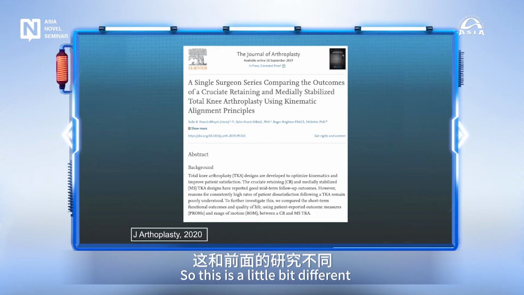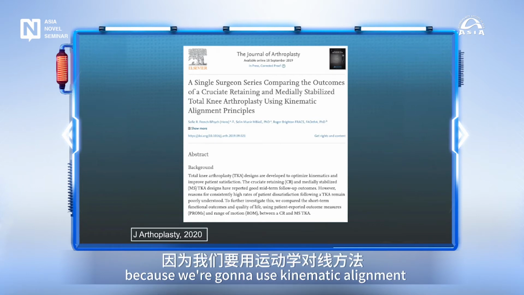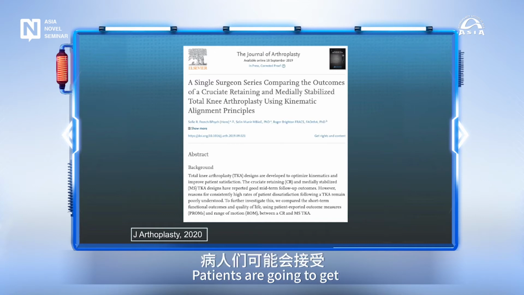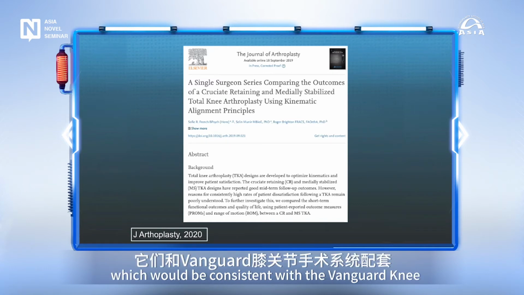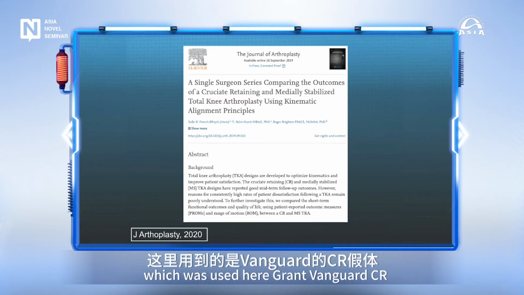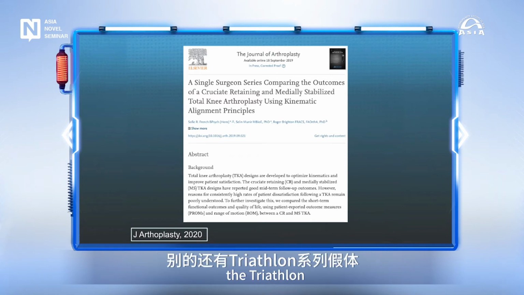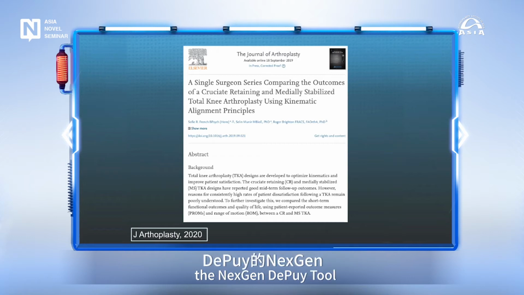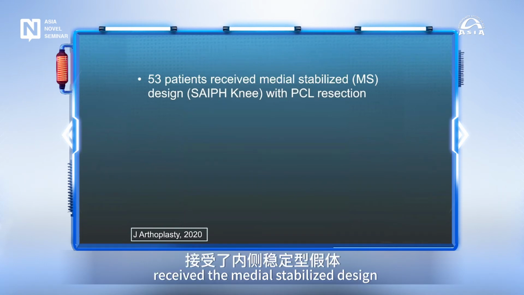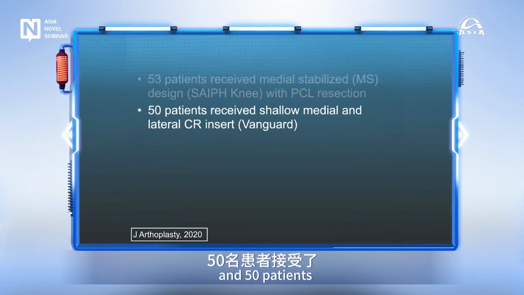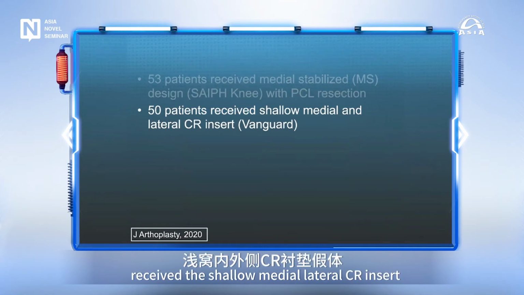So this is a little bit different because we're going to use kinematic alignment, but we're going to randomize. Patients are going to get a medial ball and socket implant versus what I call a shallow or low conforming implant, which would be consistent with the Vanguard knee, which was used here, Vanguard CR, the Triathlon, the Persona, the Next Gen, DePuy, Attune. They're all shallow, especially on the medial side, that don't provide AP stability. So 53 patients received the medial stabilized design, and 50 patients received the shallow medial and lateral CR insert.